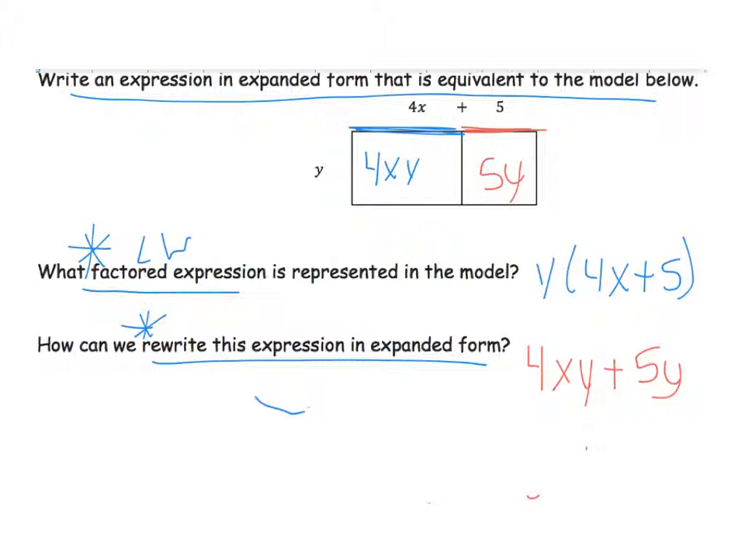First I did my factored form. That's my length times my width. And then I rewrote it in expanded form. So I used the distributive property. Y times 4x is 4xy. Y times 5 is 5y. Notice the number always comes first. So the number always comes first, and that's called the coefficient.